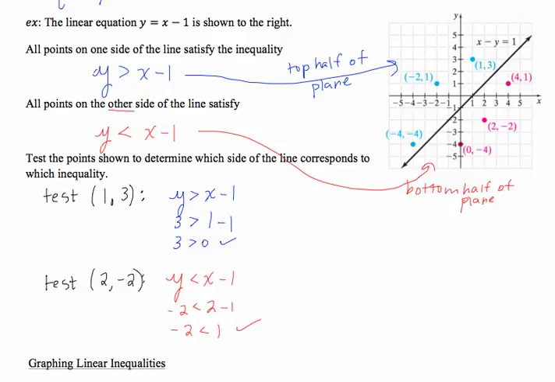Let's do another point so we can show you what it looks like when it's false. If I test 2, negative 2 in the inequality y is greater than x minus 1, we should get a false inequality. We'd have negative 2 is greater than 2 minus 1, which gives negative 2 is greater than 1. That's not true at all. So we get a false inequality if we plug this point into the inequality that describes the upper half of the plane.